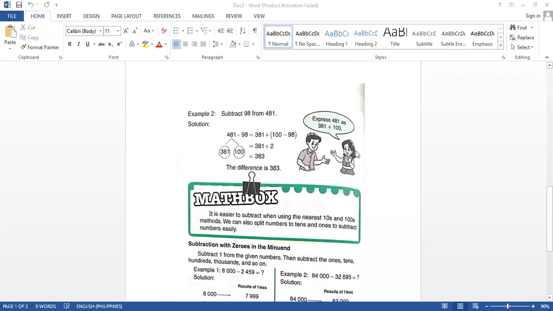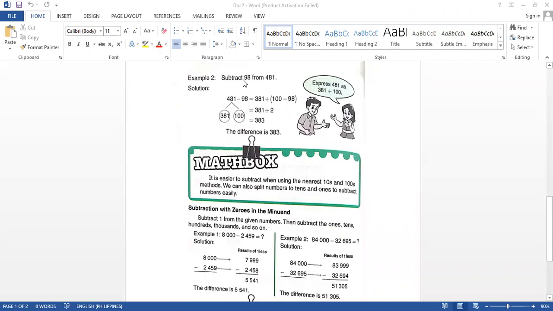Okay? Another example. We have here subtract 98 from 418. So we're going to express again 418 as 318 plus 100. Right? If you add 318 plus 100 is equal to 418. So subtract 418 minus 98. So we're going to use 318 plus, open parenthesis, 100 minus 98, close parenthesis.